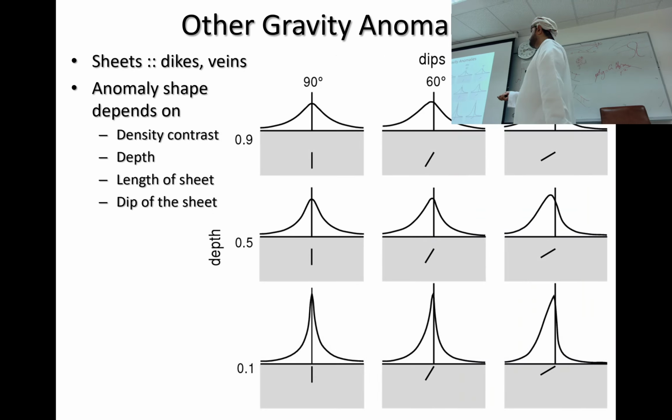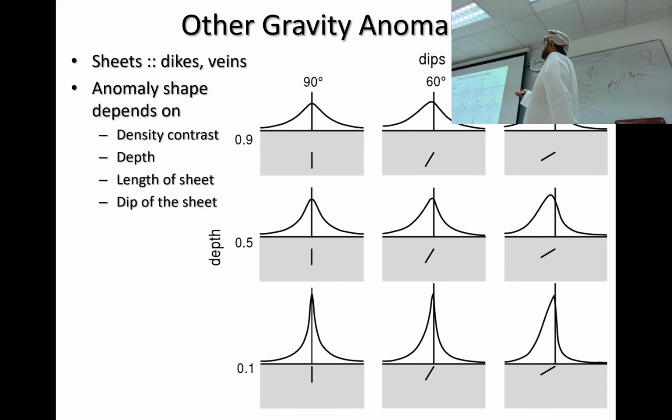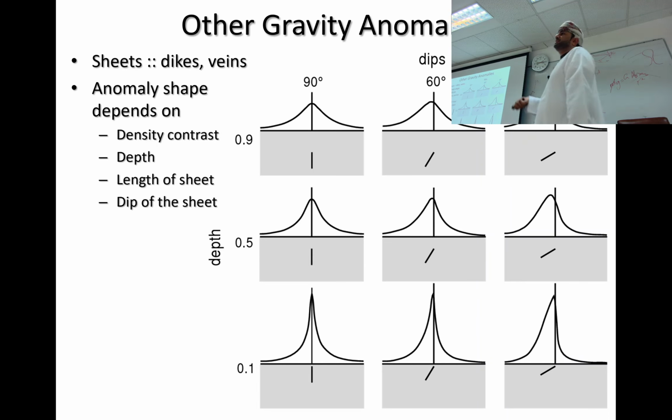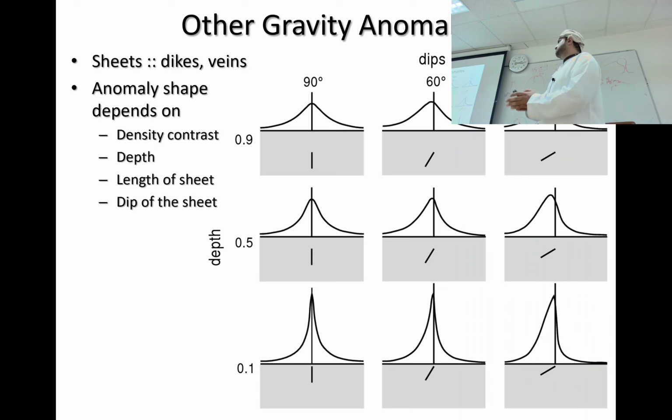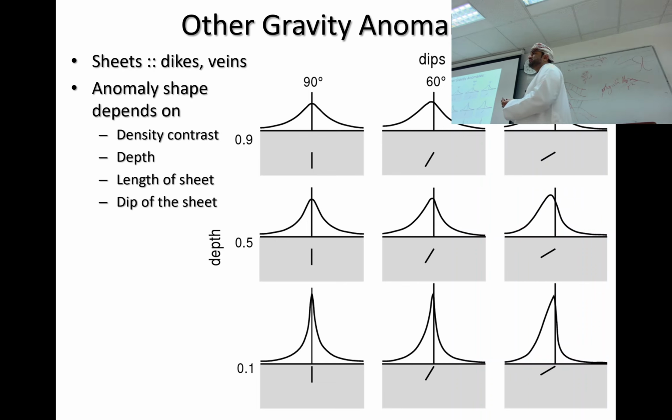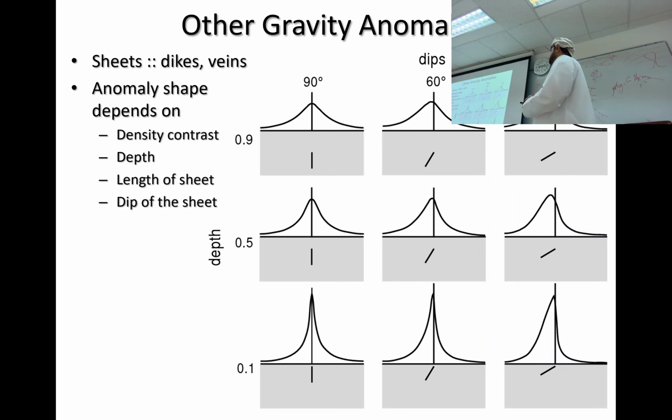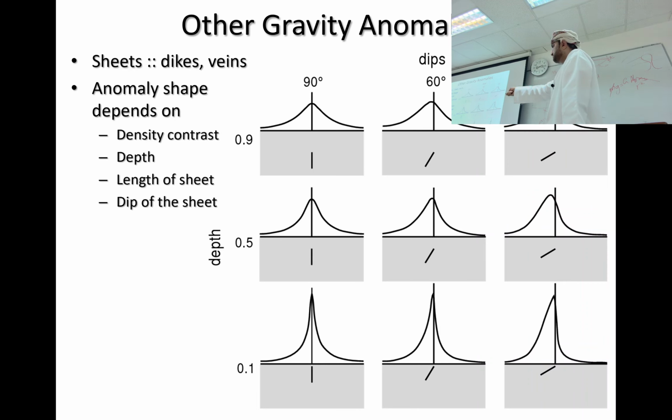It's not like that. Let's take examples of different things. We have sheets, dikes, vents, which look similar. A sheet, a dike, or a vent gives sheet-like features. So one interesting thing: if we take this line, what happens to the anomaly if I bring the target closer to the surface? The anomaly will become larger, sharper.